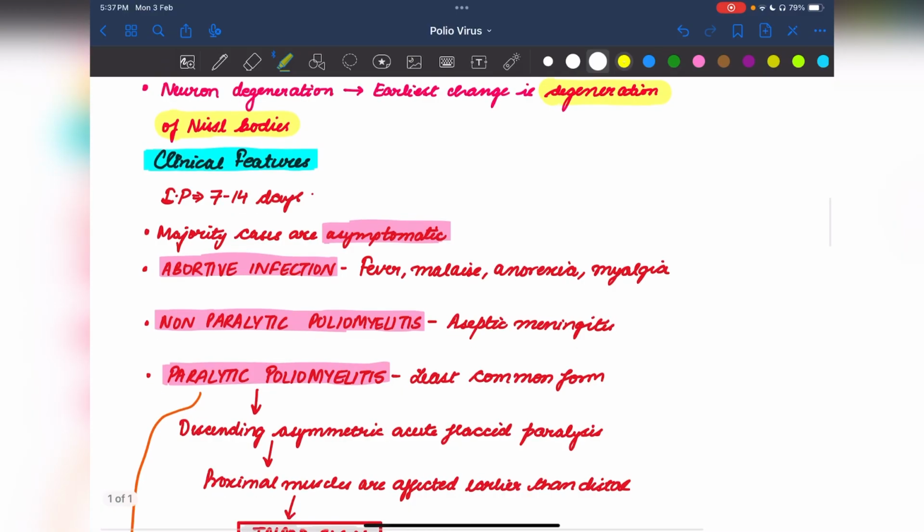Now, coming to clinical features. Firstly, there is an incubation period of 7 to 14 days. You can just remember 1 to 2 weeks if that's easy for you.